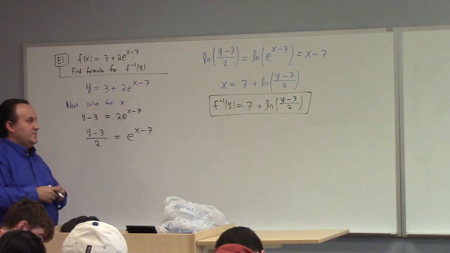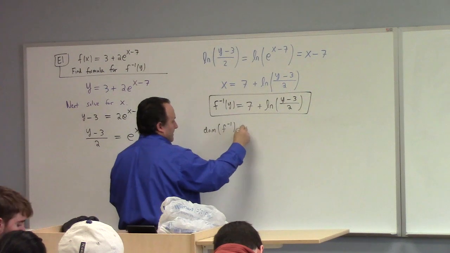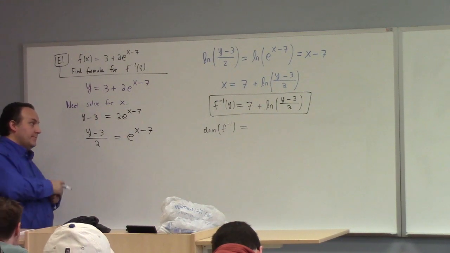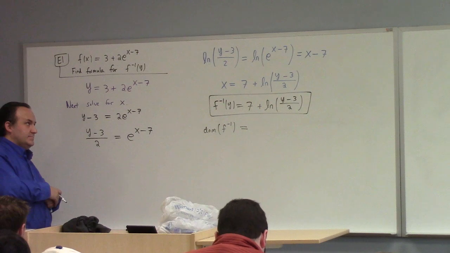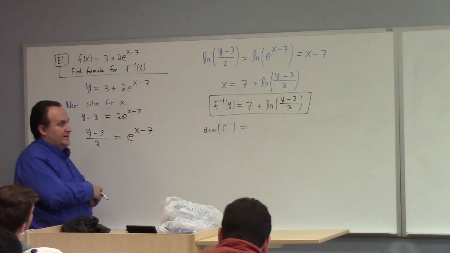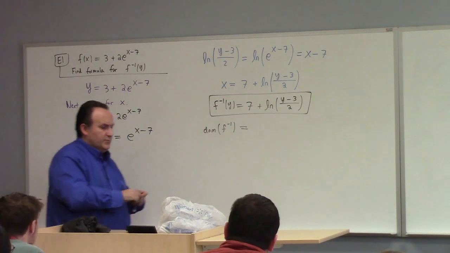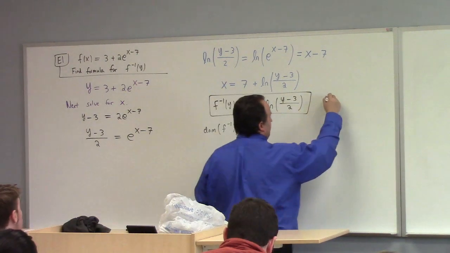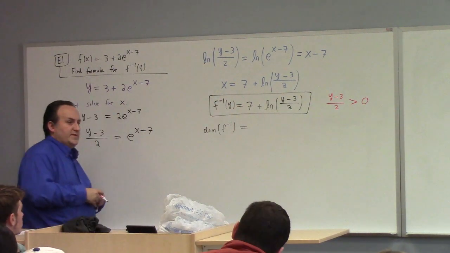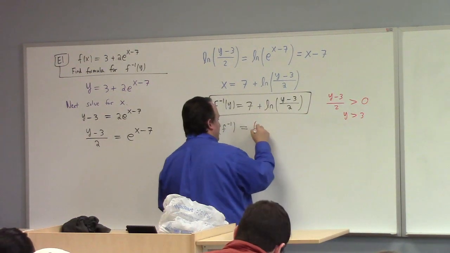Can you tell me what's the domain of f inverse, by the way? Yeah? The domain is 3 to infinity. If I put 0 in there, I'd get the natural log of minus 3 over 2. That doesn't work. We need y minus 3 over 2 to be greater than 0. So that is the same as y greater than 3, so 3 to infinity, 3 not included. All right?